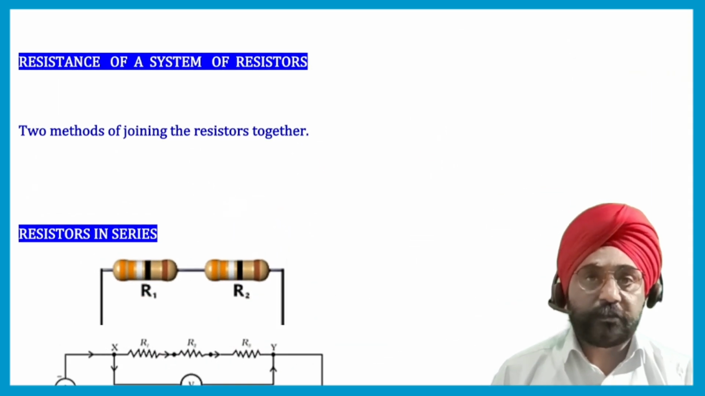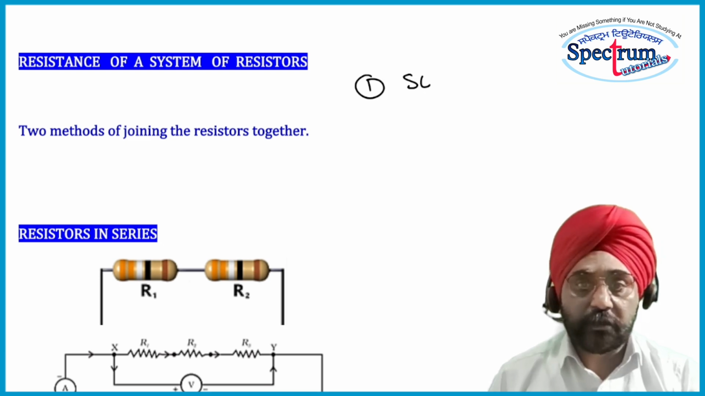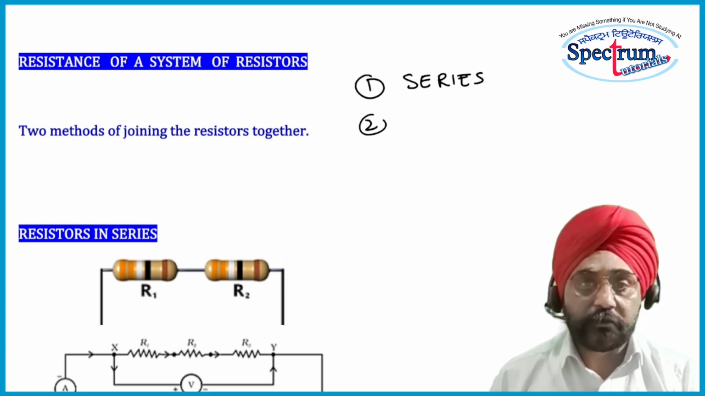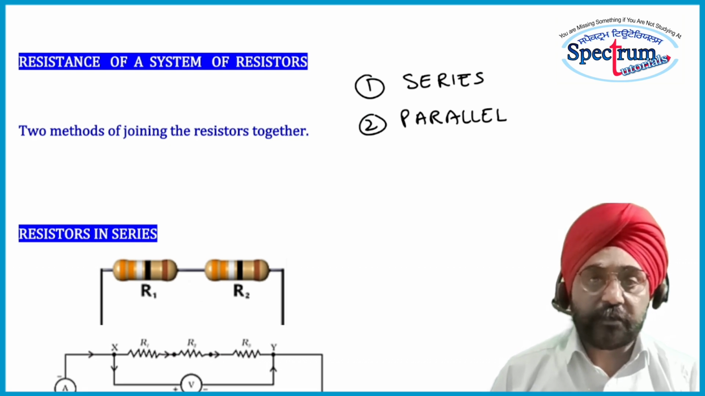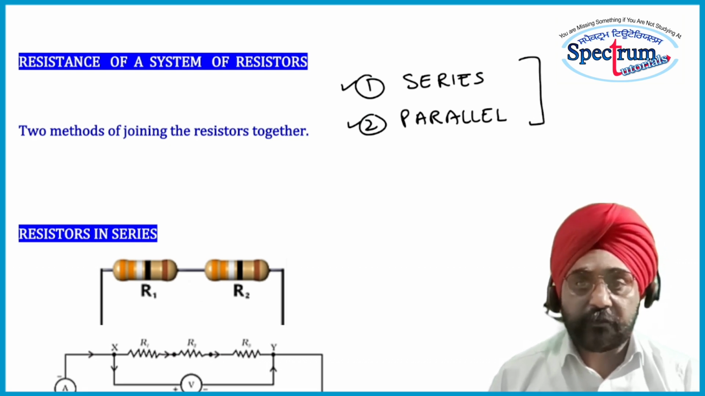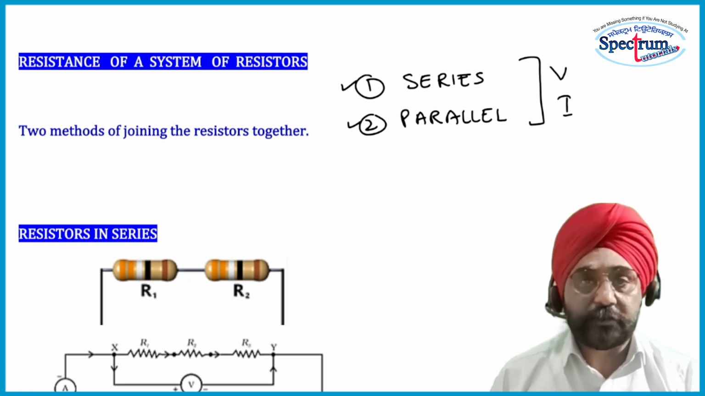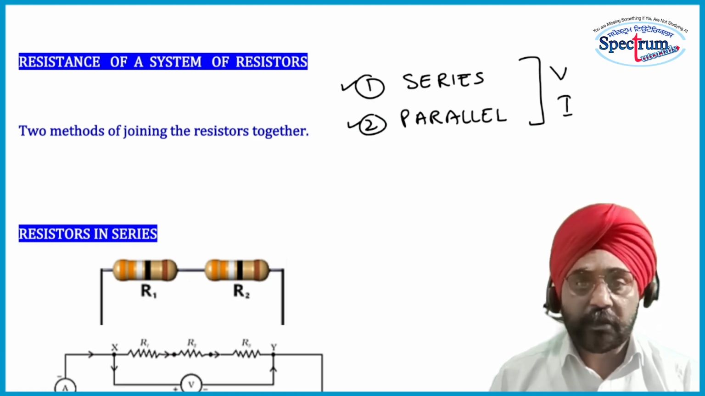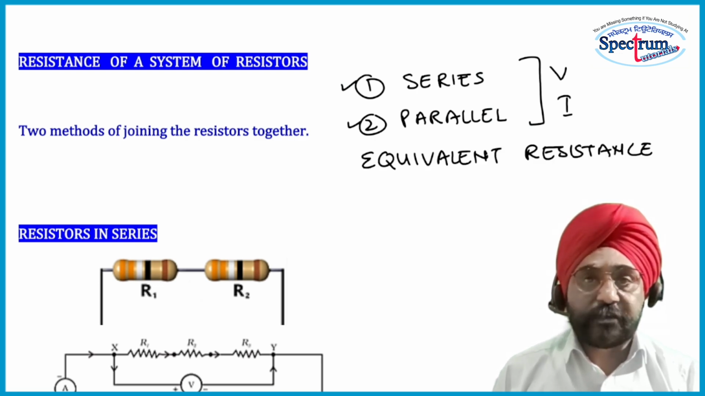There are two methods of joining the resistors together. One is in series and second in parallel. In today's lecture, we will discuss what is series and parallel connection. So what are the values of potential difference and current in series and parallel connections, and what is the equivalent resistance in the two systems of connection.